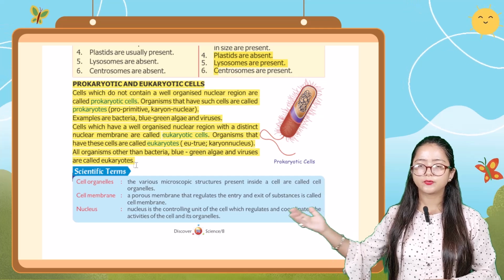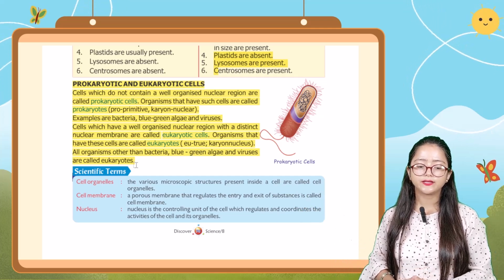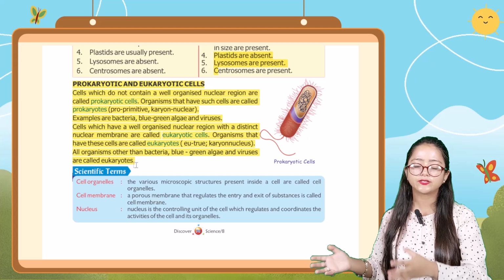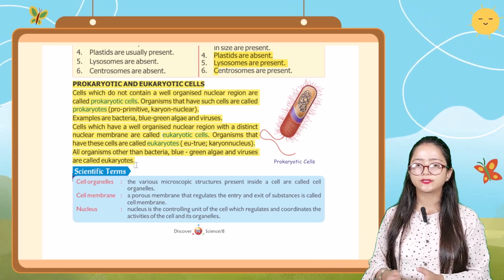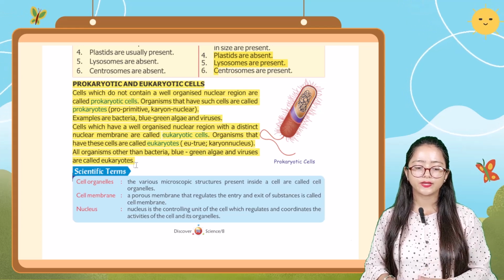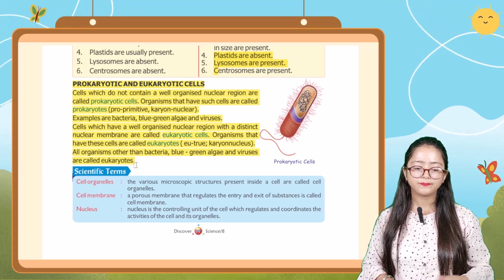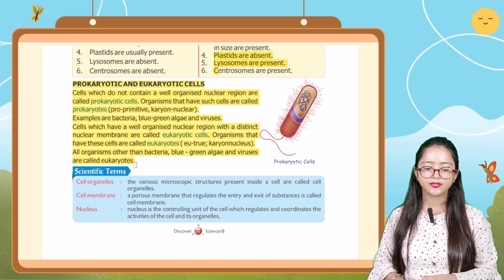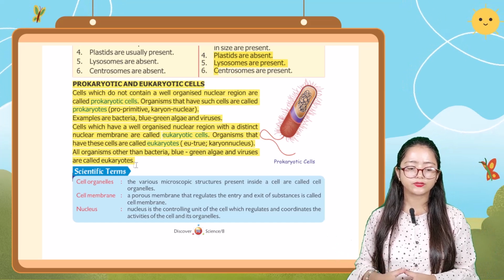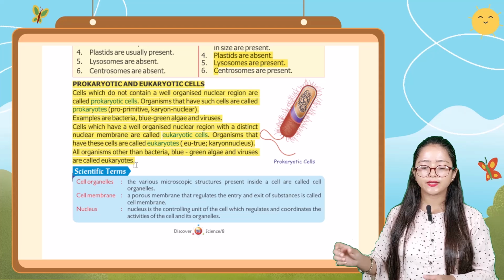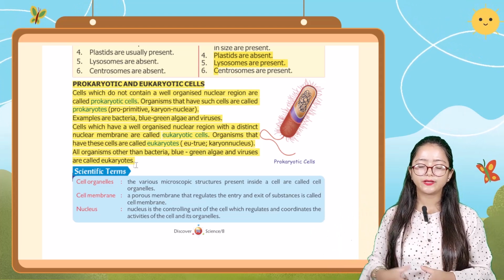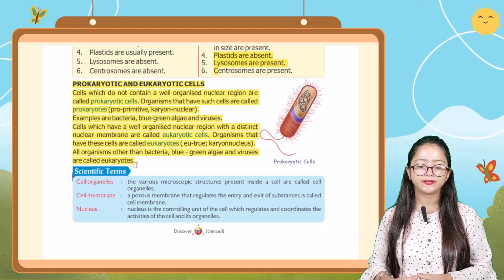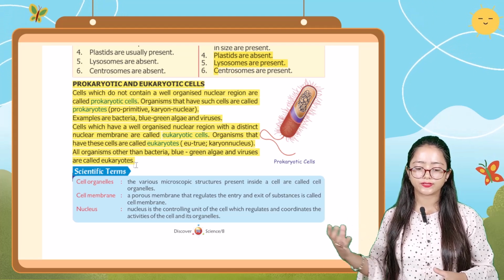Here you can see the prokaryotic cells. So basically the cells which do not contain a well organized nuclear region are known as the prokaryotic cells, and the organisms are known as the prokaryotes. Examples are bacteria, blue green algae and viruses. Whereas there are other organisms in which the cells contain a well organized nuclear region with a distinct nuclear membrane, that is known as the eukaryotic cell, and that organism is known as the eukaryotes.